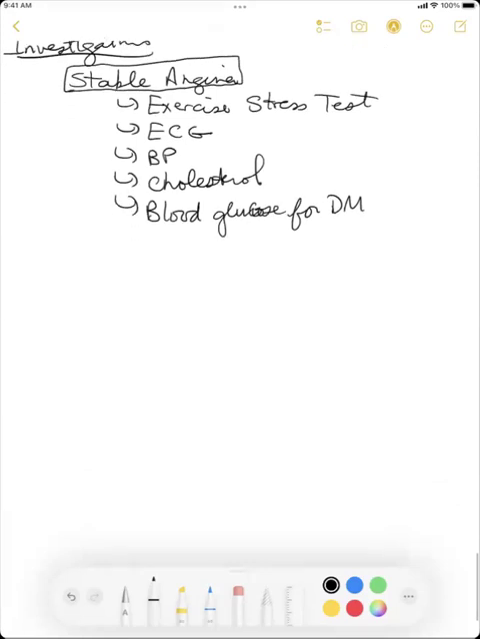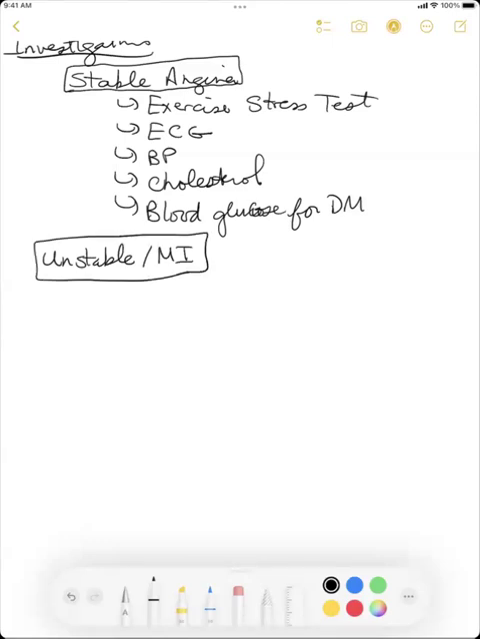Now, if it is either unstable angina or a heart attack, this is done more in the hospital setting, in the emergency room setting. So unstable angina or myocardial infarction, or heart attack. The main goal here is to improve coronary blood flow as soon as possible.